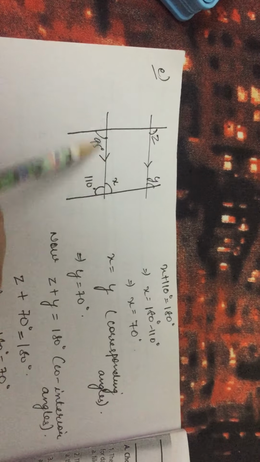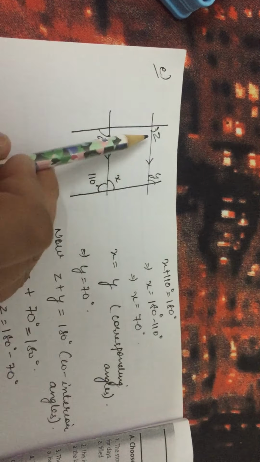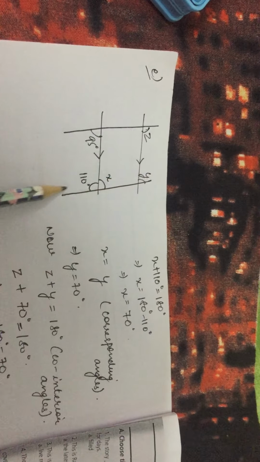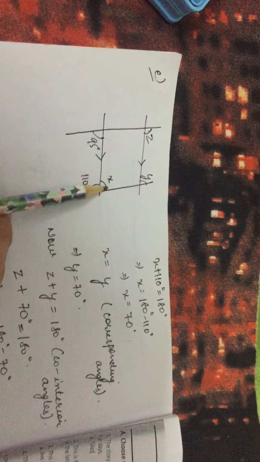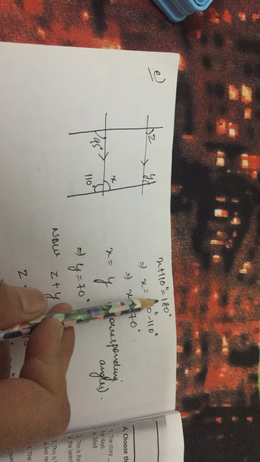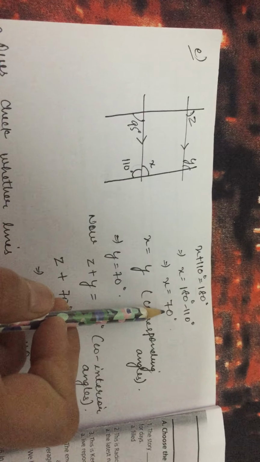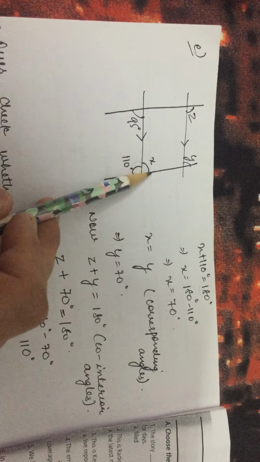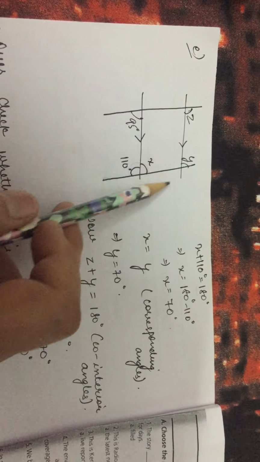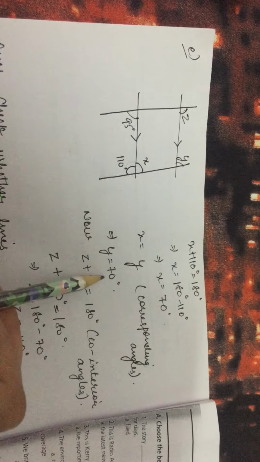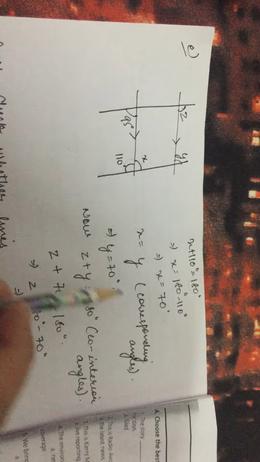Next question is E part. We again have two parallel lines and the transversals. You have to find X, Y and Z. Now clearly this is a straight line, so X plus 110 will add up to 180 degree, linear pair. So X is 180 minus 110, that is 70 degree. Now we know X is equals to Y, a pair of corresponding angles. So Y is equals to 70 degree.